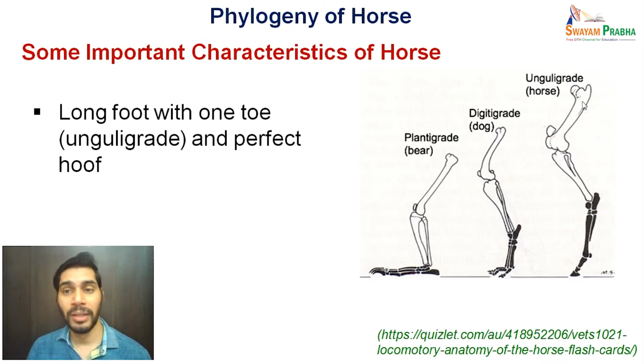So you can also compare from bear to dog to horse in terms of running. As the running capacity and speed increase, they go from plantigrade to unguligrade mode, and hence horses have unguligrade, that means one-toe-long foot, and they have a perfect hoof. As you can see here and here, there is no hoof, but in the case of the horse there is a well developed, perfect and well visible hoof.